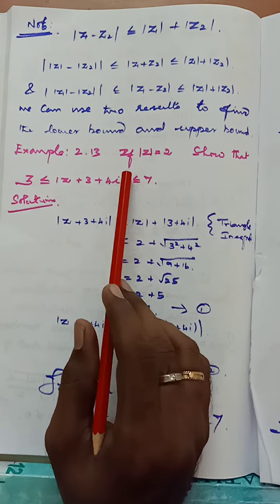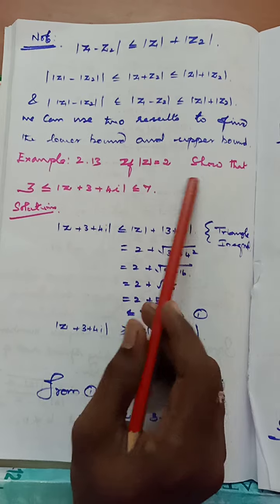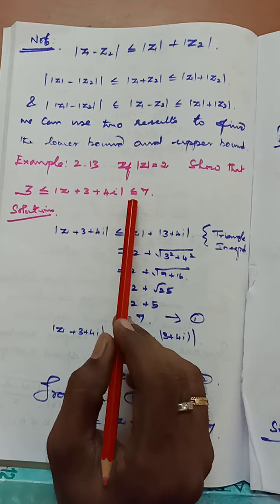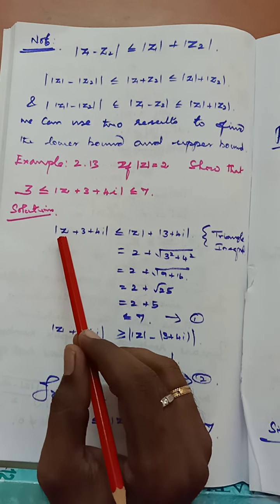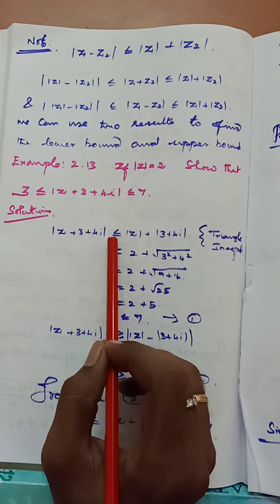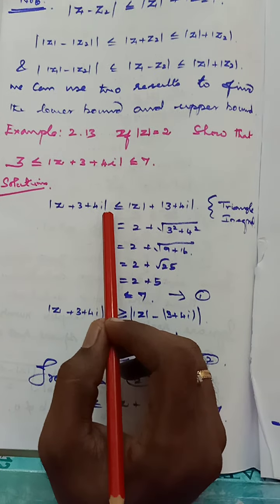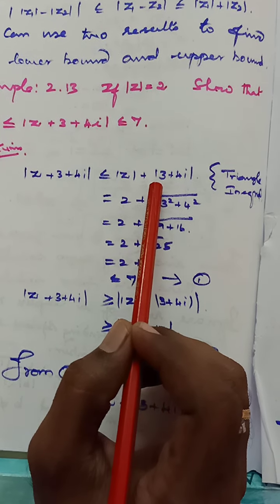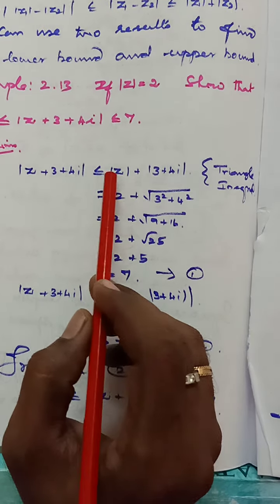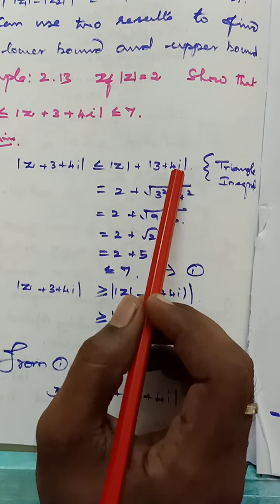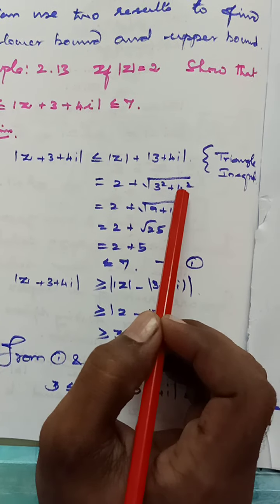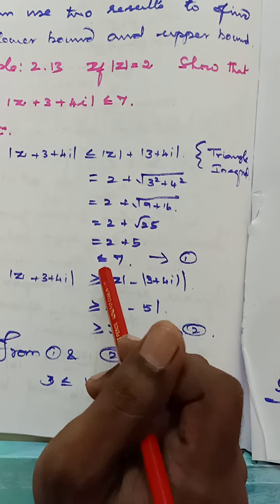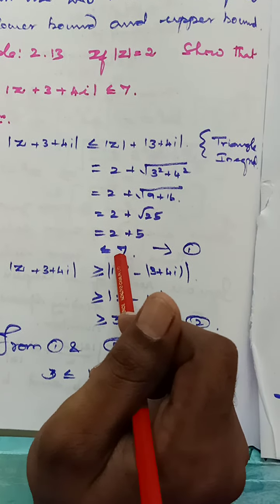Now you have one example. If mod z equals 2, then show that 3 is less than or equal to modulus of z plus 3 plus 4i, which is less than or equal to 7. So modulus of z plus 3 plus 4i is less than or equal to, using the triangle inequality, where this is z1 and this will be z2, mod z plus modulus of 3 plus 4i. Modulus of z is given as 2 and modulus of 3 plus 4i becomes root of 3 square plus 4 square. So that becomes 9 plus 16 is 25, root 25 is 5. So 2 plus 5 is 7. So it is less than or equal to 7. Our greatest value is 7.